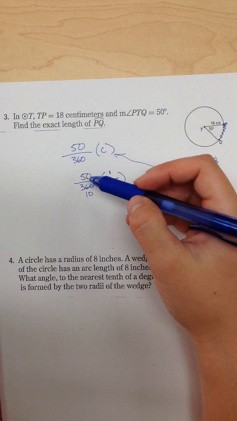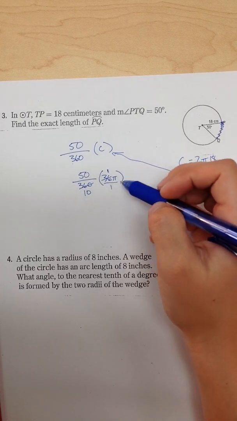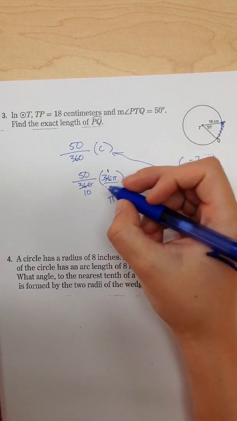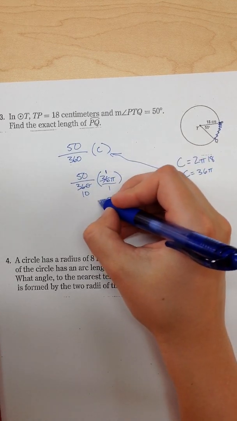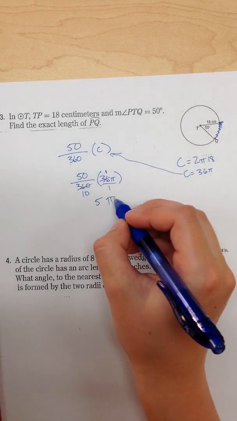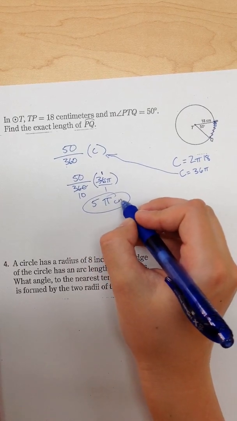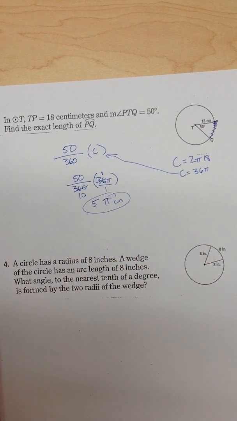And then from there, I've got 1's there, so that's just pi. And here I've got 50 over 10. Well, 50 divided by 10 is the same as 5. So 5 pi would be my answer. And then my label would just be centimeters. So that's how you do it as an exact value. Now if they ask for an approximation, then you just take 5 times your pi, or 3.14, then you get your approximation.